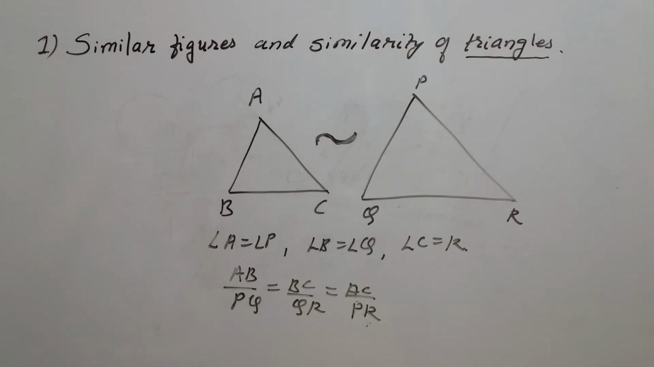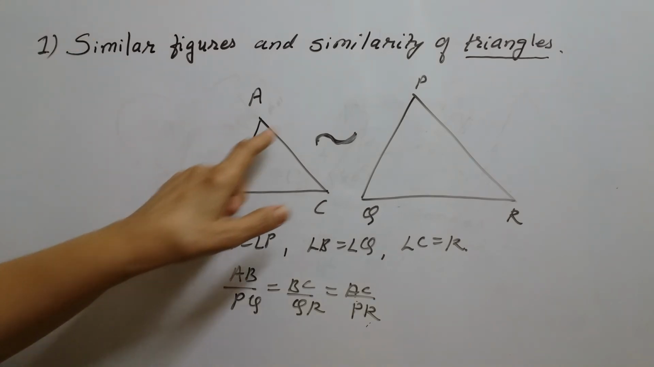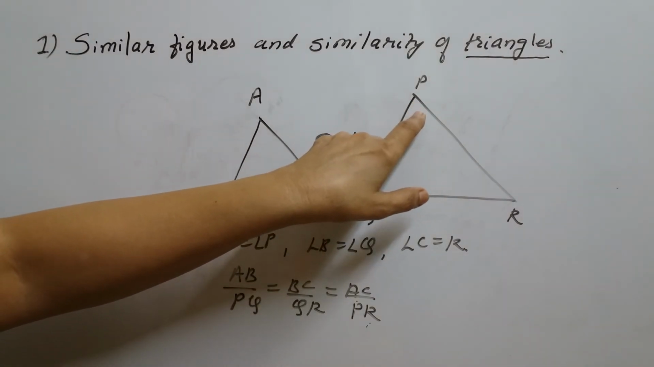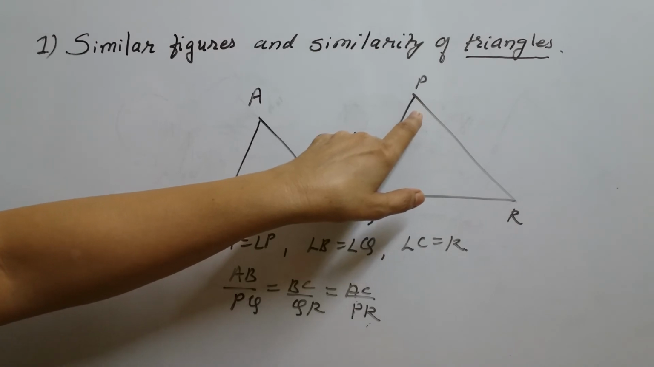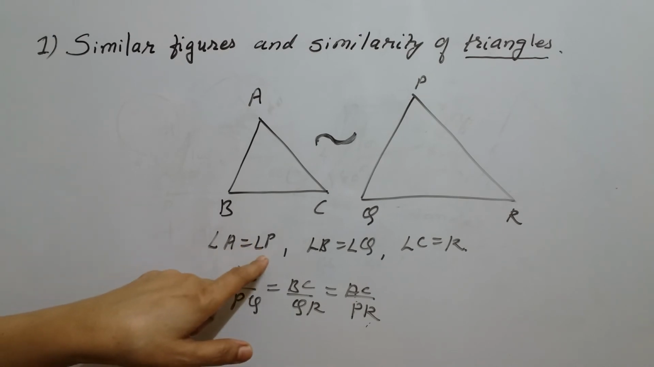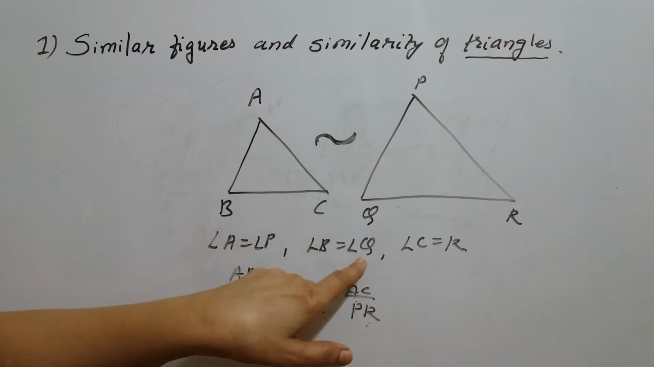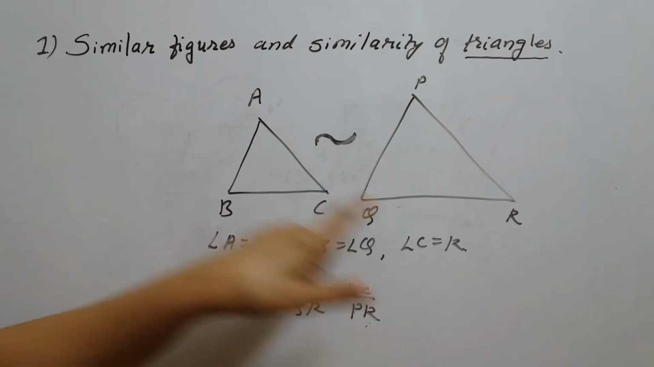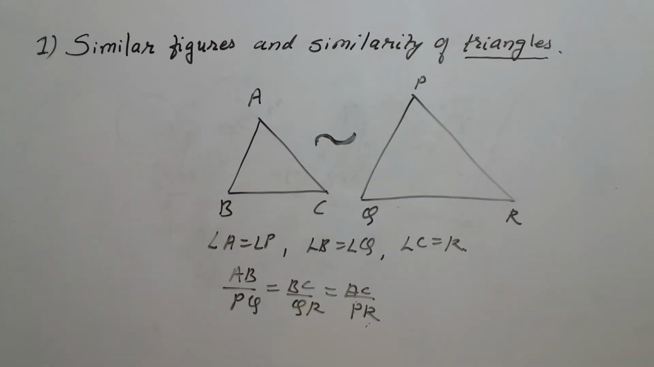Okay, and when you write similarity, the vertex has to match with the vertex of the other triangle. The correspondence has to be the correct correspondence. Angle A corresponds to P, angle B is equal to angle Q, angle C is equal to angle R. So we can say triangle ABC is similar to triangle PQR.